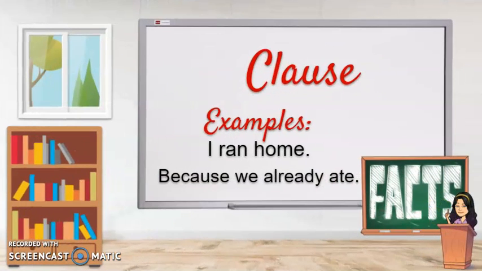Now, let's take a look at clauses. A clause is a group of words that expresses an idea but has a subject, or the noun, and the predicate, which includes the verb. Let's look at examples of clauses. Now, in this case, the subject must complete the action. I ran home. That is a complete sentence. It expresses an idea, so that is a clause.